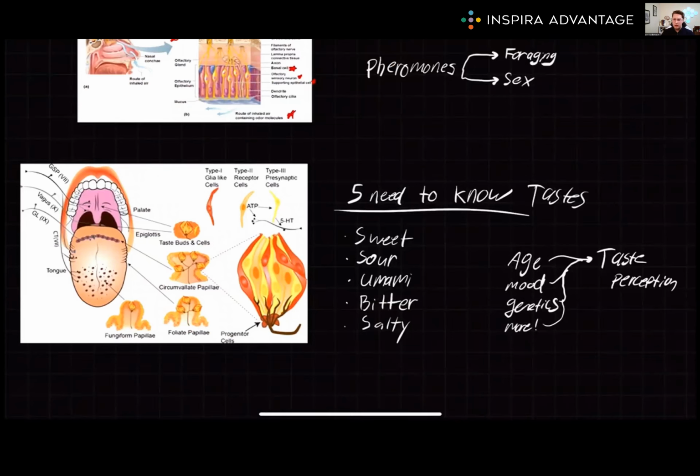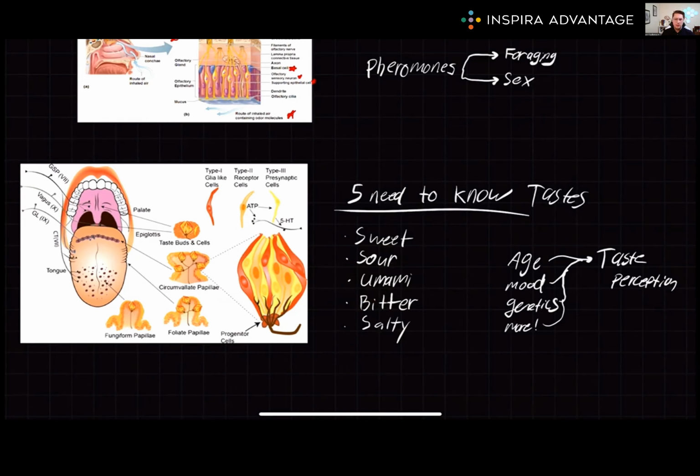Taste is the detection of dissolved compounds and is mediated by taste buds, which are found in the papillae of the tongue, shown here as dots. There are 5 basic taste modalities you absolutely need to know for the MCAT. We've got sweet, sour, umami, bitter, and salty. Now, if you haven't heard of umami before, it is sort of a meaty taste caused by glutamate. These 5 tastes are then detected by the taste buds, and signals are generated to the brain to tell the brain what it just tasted.